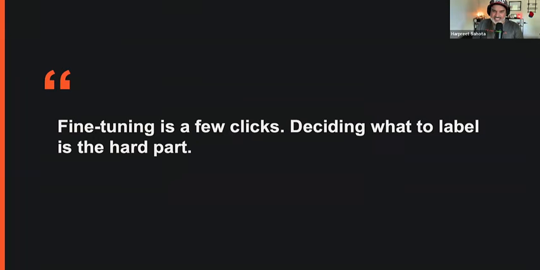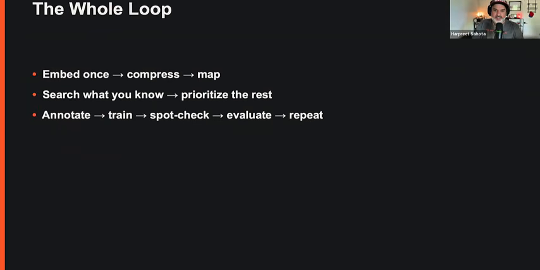So fine tuning is easy. It's just a few clicks in the 51 app. But the hard part, and the part that actually determines how well your model is going to be and how useful it's going to be, is deciding which images from this large unlabeled pool deserve human attention. And then later, what should we fix? So we're not really working with a modeling problem here. We're working with a data problem. And this is where you can use 51.